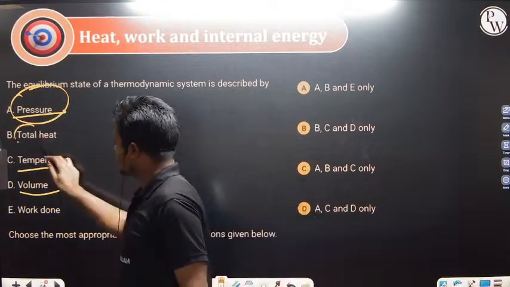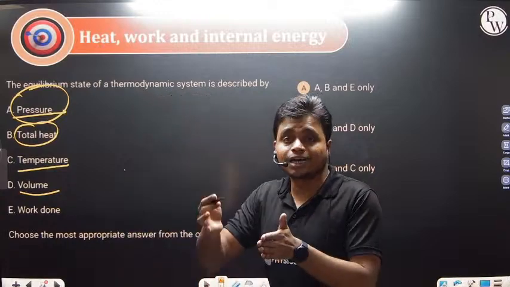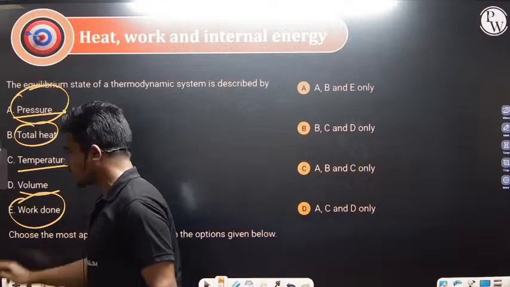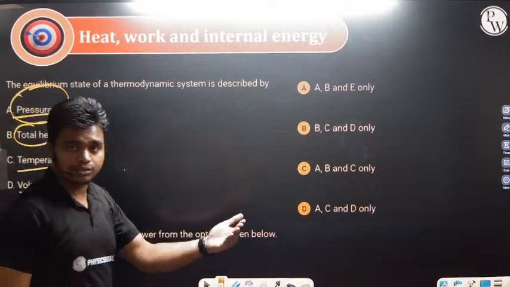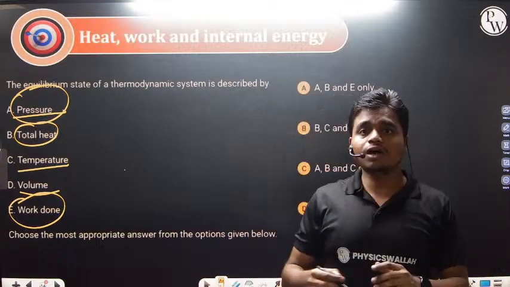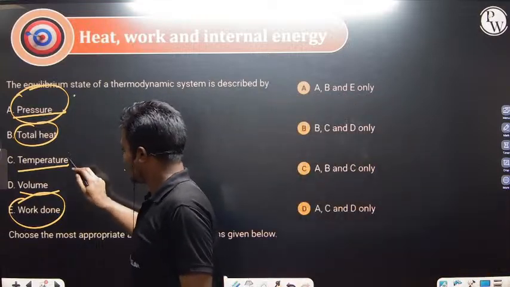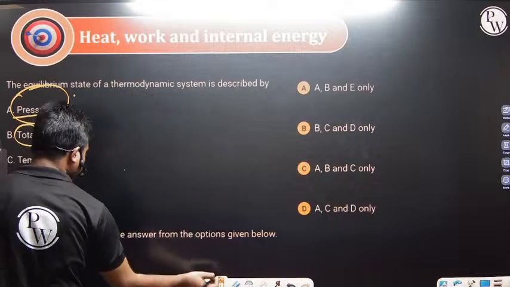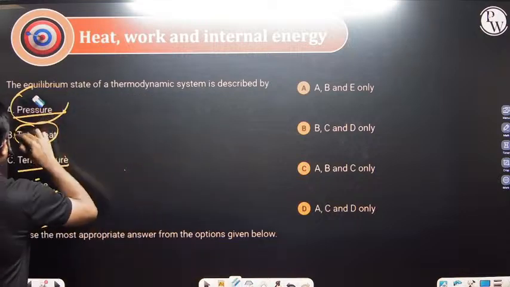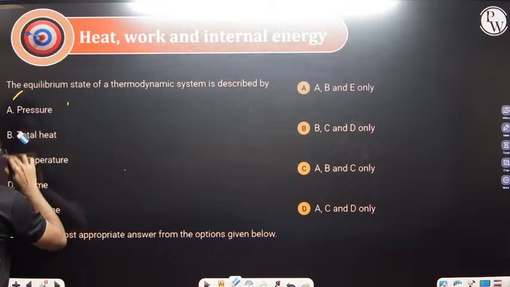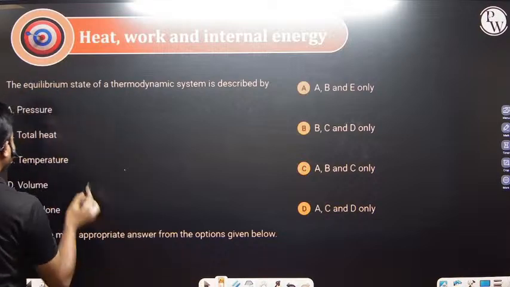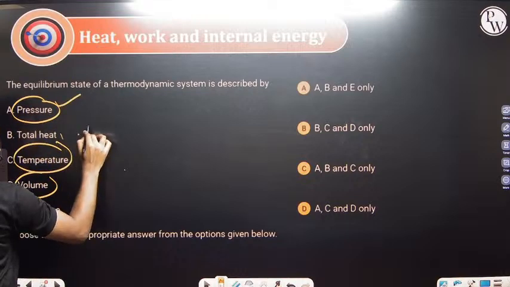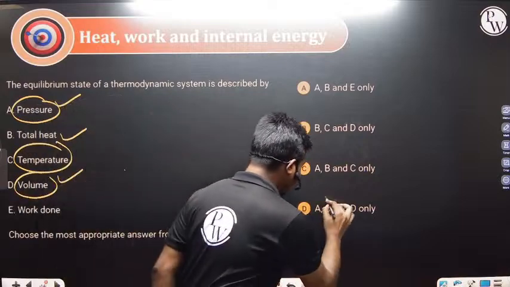What about heat? Heat is the physical quantity that governs the process from state A to state B. What about the work done? Again, work done is the physical quantity that governs the process from state A to state B. But all of pressure, temperature, and volume are state functions. So the answer will be pressure, temperature, and volume, because they determine the state of the gas. If the gas's state is changing, it means pressure, temperature, and volume are changing. Clear? So the answer is A, C, and D.